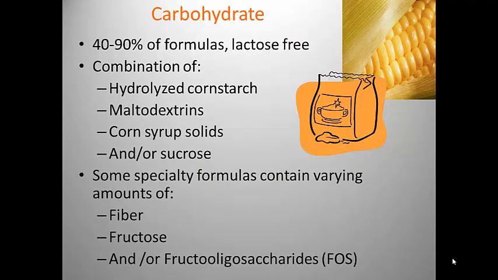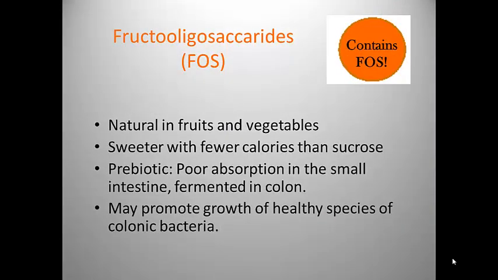Let's also look at basic and modular additives. As I said earlier, most of the carbohydrate provided by tube feeding formulas is from corn, usually corn starch. Sometimes they're hydrolyzed. Other times they're corn syrup solids. Some specialty formulas contain varying amounts of fiber, fructose, and fructooligosaccharides. FOS has been used to preserve the intestinal microflora, but more research is needed to determine if these can actually prevent diarrhea.